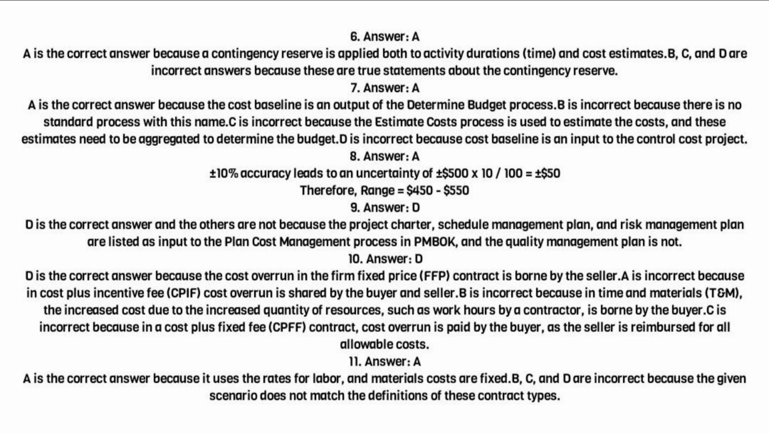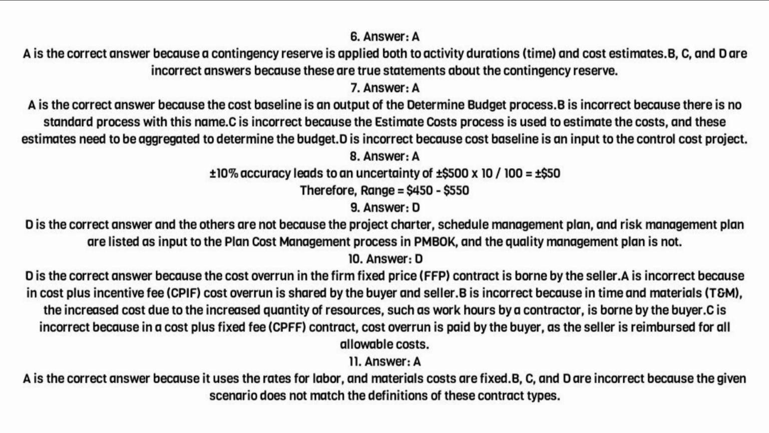B is incorrect because in time and materials, T&M, the increased cost due to the increased quantity of resources, such as work hours by a contractor, is borne by the buyer. C is incorrect because in a cost plus fixed fee, CPFF, contract, cost overrun is paid by the buyer, as the seller is reimbursed for all allowable costs.